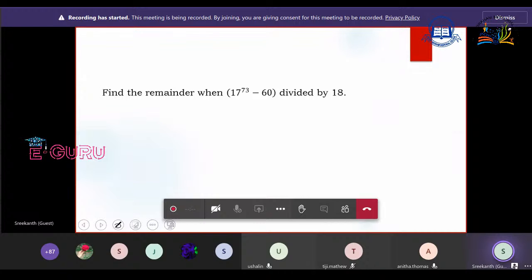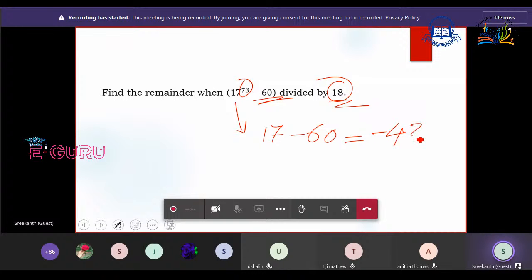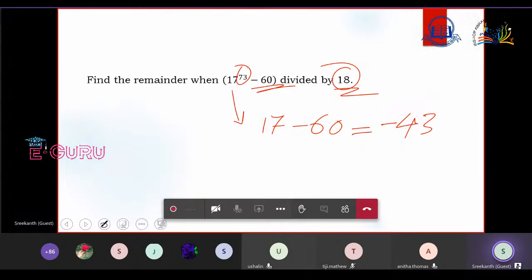Another question, when 7 raised to 73 minus 60 is divided by 18, what will be the remainder? So this is an odd power and this is the next number. So the remainder will be the base value, that is 17, and 17 minus 60 means minus 43, right? Minus 43.